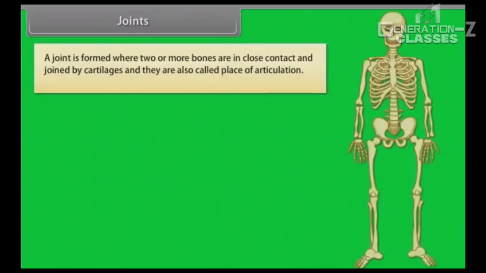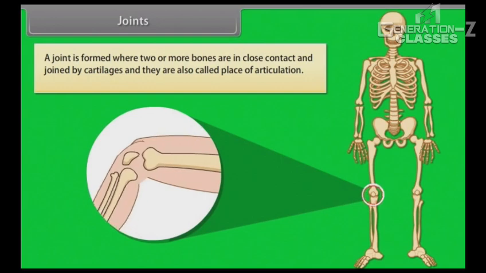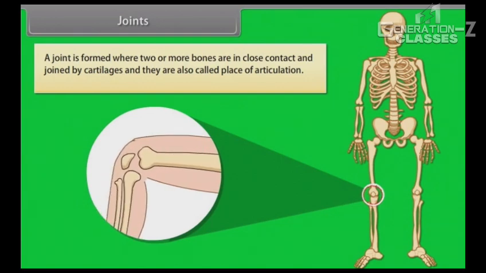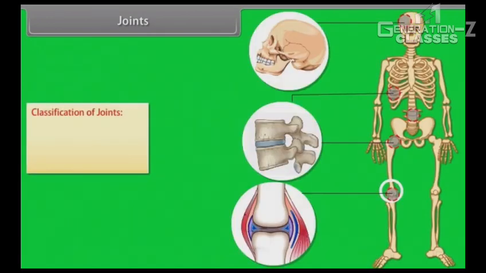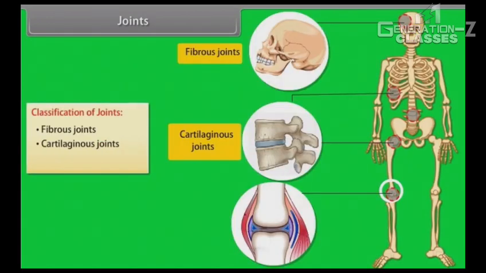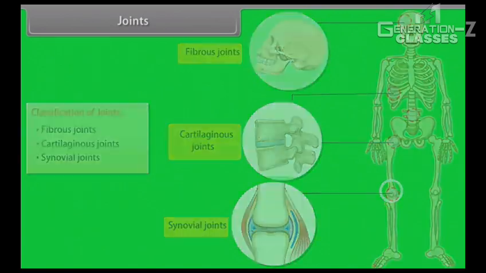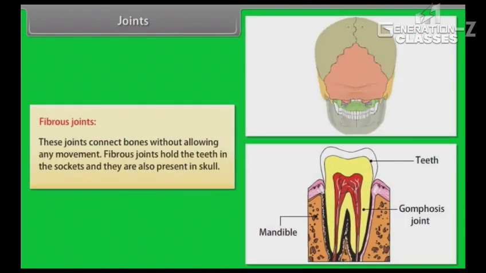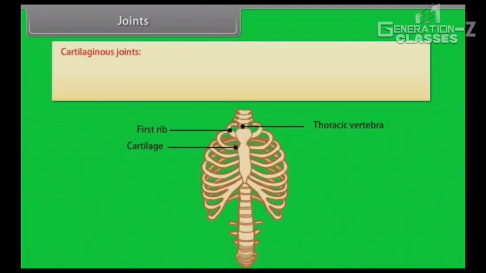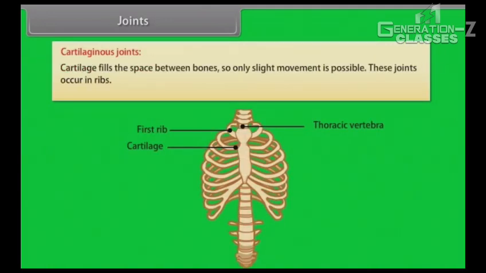Joints. A joint is formed where 2 or more bones are in close contact and joined by cartilages, and it is also called a place of articulation. Classification of joints: fibrous joints, cartilaginous joints, and synovial joints. Fibrous joints. These joints connect bones without allowing any movement. Fibrous joints hold the teeth in the sockets and are also present in the skull. Cartilaginous joints. Cartilage fills the space between bones, so only slight movement is possible. These joints occur in ribs.